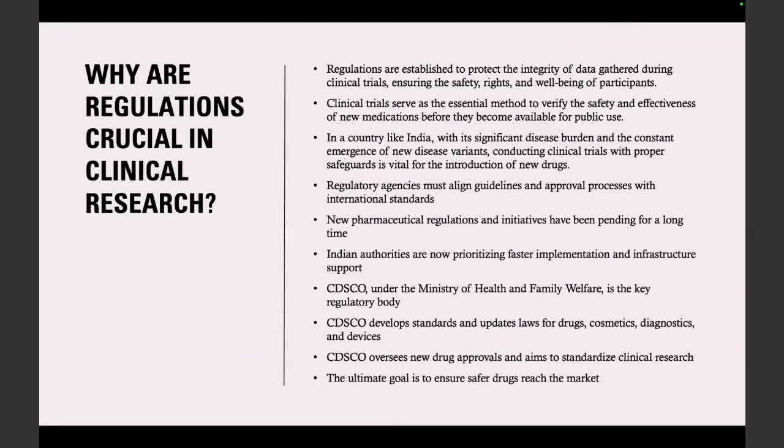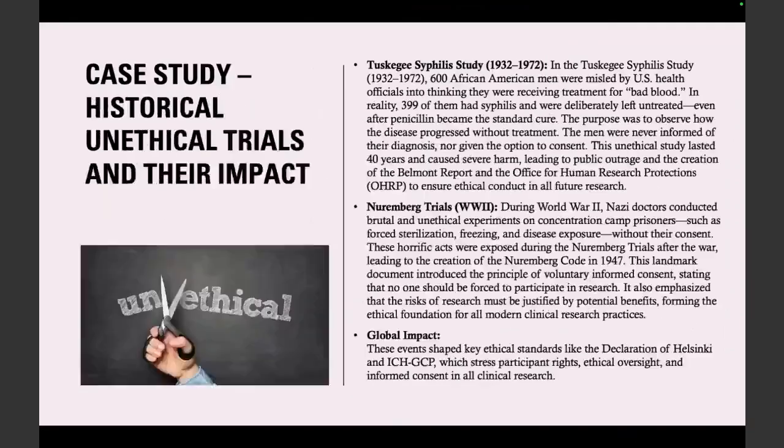Okay, so regulations make sure that drugs are tested properly, participant safety is never compromised, data integrity is maintained, and ethical review is mandatory. There are a few agencies in India that follow the ethics, like CDSCO. We will discuss in upcoming slides what CDSCO is and what regulations we follow in India. So move to the next slide.